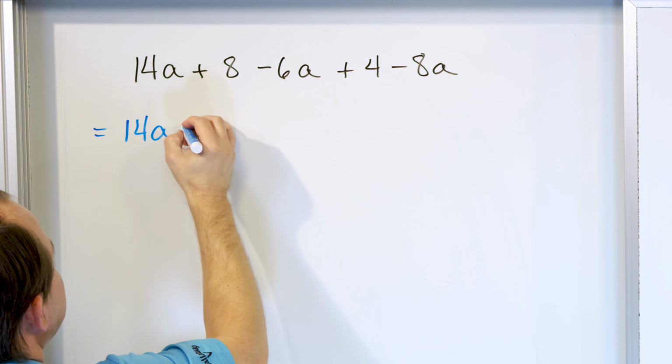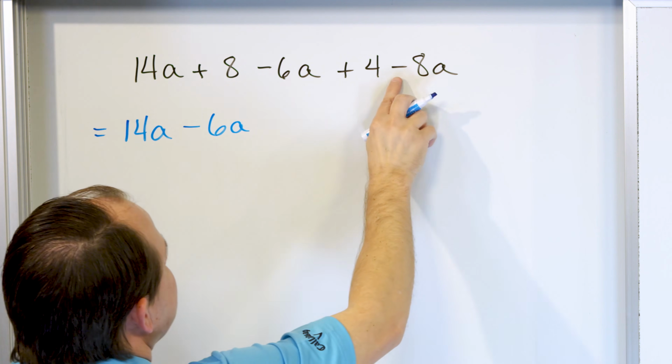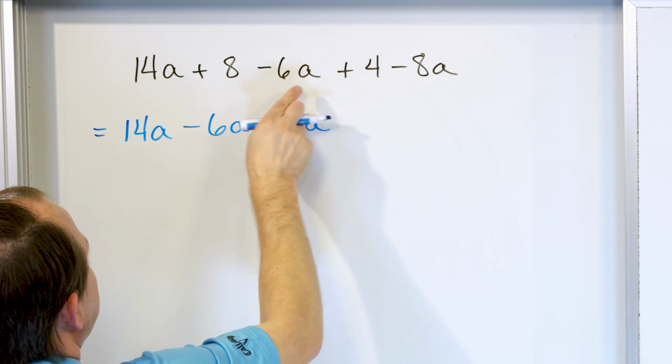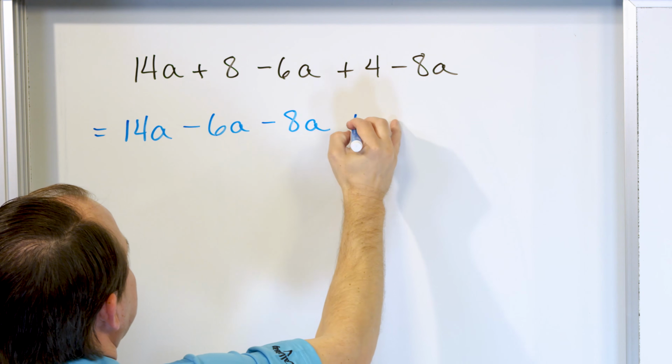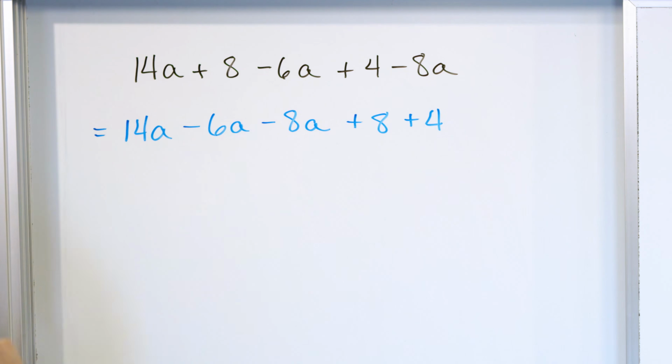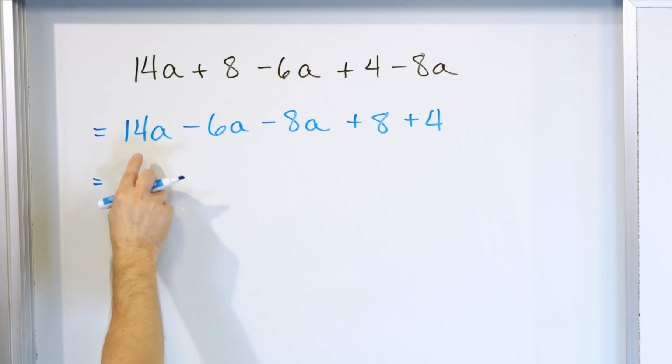The minus sign goes with it, so it's minus 6a. This is also a like term. The minus sign goes with it, minus 8a. And then we go back through and catch this term, plus 8 at the end. And this term, the plus goes with it, plus 4. And now all the terms are next to each other. And then we go left to right.